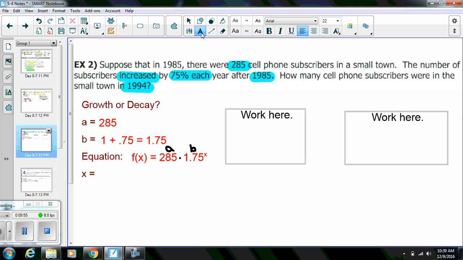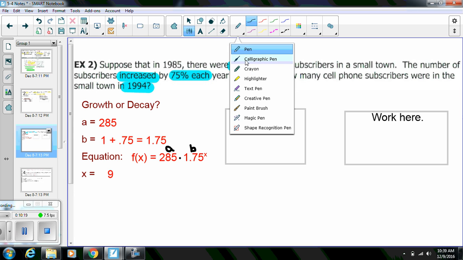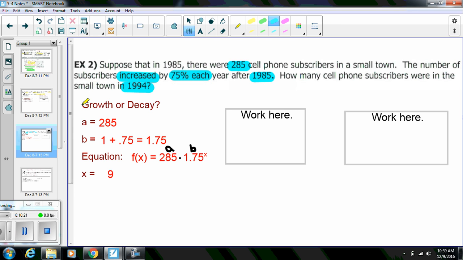Okay. So X. What's X? X is our time. It says how many cell phone subscribers were in the small town in 1994? Well, how much time passed from 1985 to 1994? Well, that's 9 years. So we have all our information organized right here. So we do have growth in this case, because it says increases.